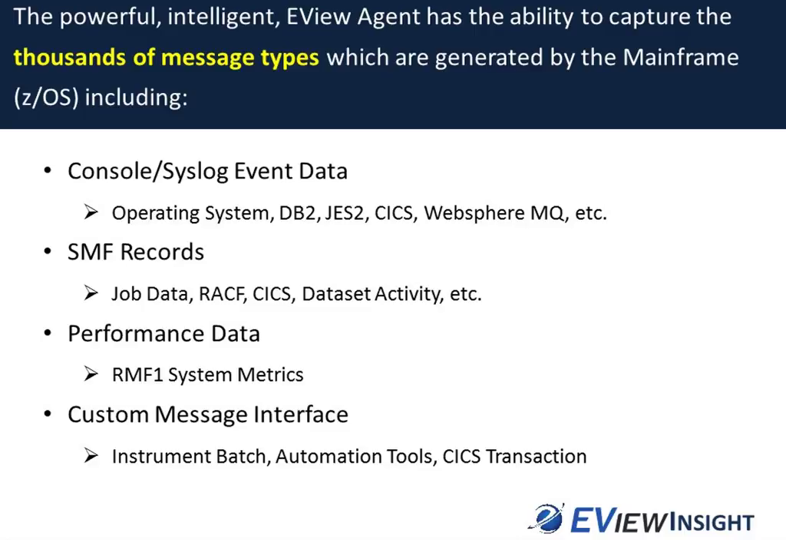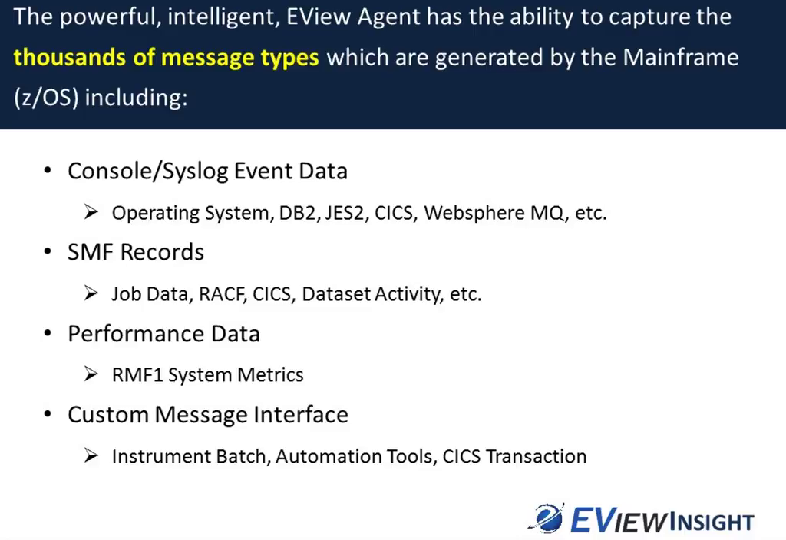We also have an interface for SMF records, so there are different types of SMF record data that can be collected. For example, information about jobs that are running, job data, RACF, the IBM security product, that type of data can also be collected, CICS data set activity, and other types of SMF data that are collected and sent over to Splunk, and we'll look at some examples of that type of data as well.